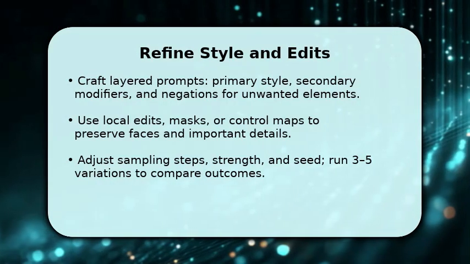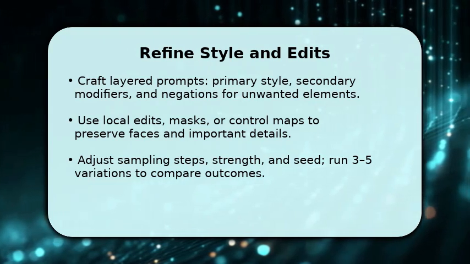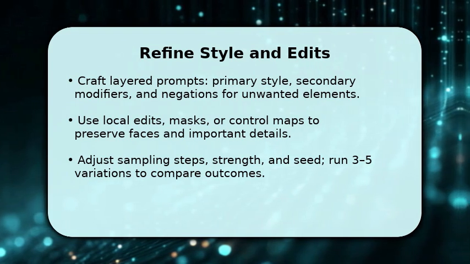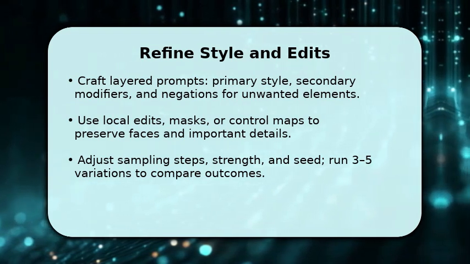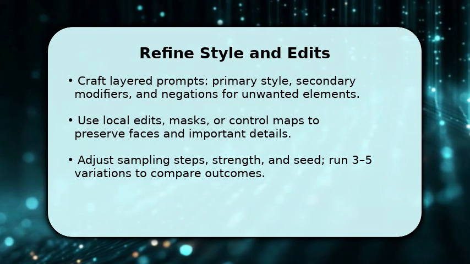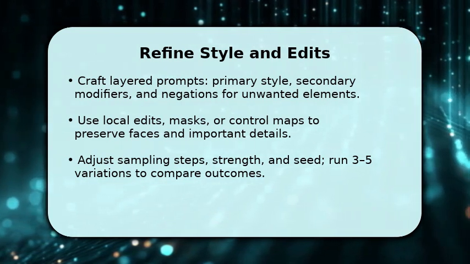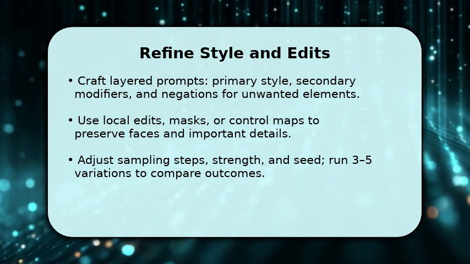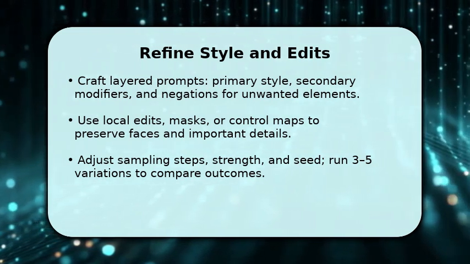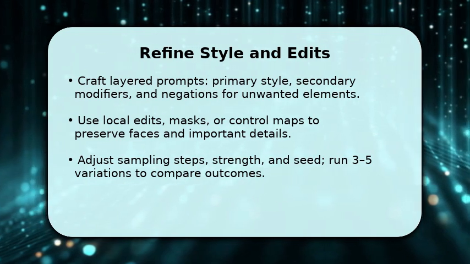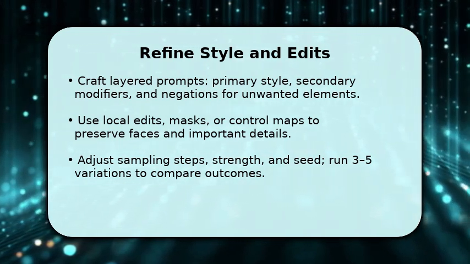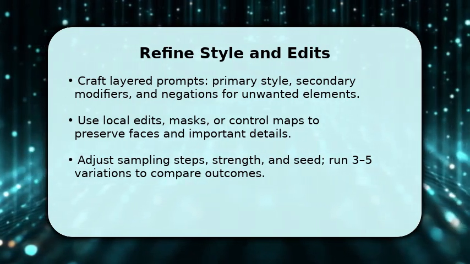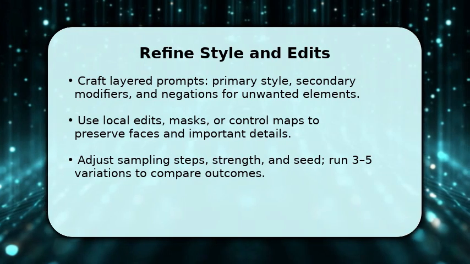You now refine the image. Build a layered prompt with a dominant style, specific modifiers, and explicit negations to remove artifacts. Then apply masks or local control maps to protect facial details and edges so key subjects remain intact. Make iterative passes with adjusted sampling strength and step counts. Run multiple variations to evaluate subtle differences. Once you have promising results, blend or composite the best parts. Throughout, keep notes of which parameters produced which effect so you can repeat success.